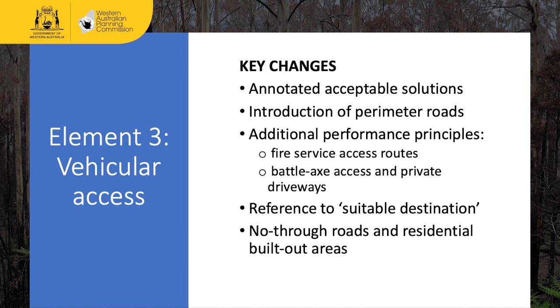Importantly, we have revised the acceptable solution for the provision of multiple access routes. It now states that public access should be provided in 2 different directions to 2 suitable destinations. A suitable destination is an area that is not mapped as bushfire prone or is greater than 100 metres from classified vegetation as per Australian standards or AS 3959, and can provide shelter during a bushfire event. For some larger or urbanised coastal communities with one road in, a suitable destination may be identified within the community itself. We've changed reference to cul-de-sac to current terminology of no-through road and included a definition for residential built-out areas.